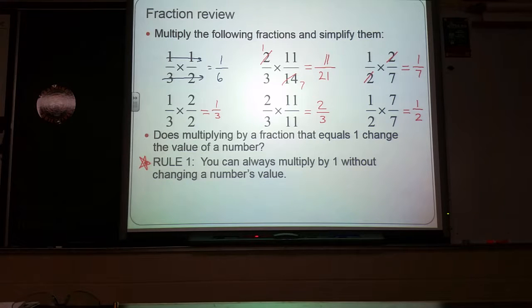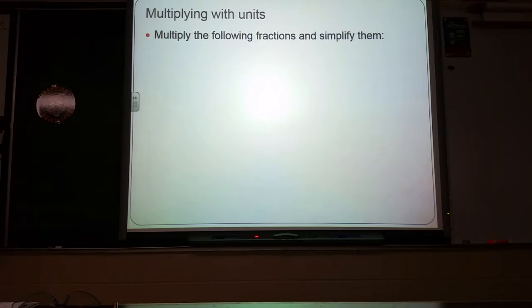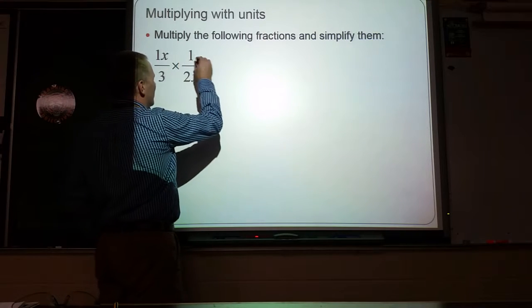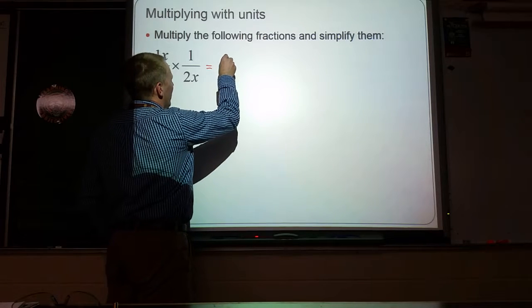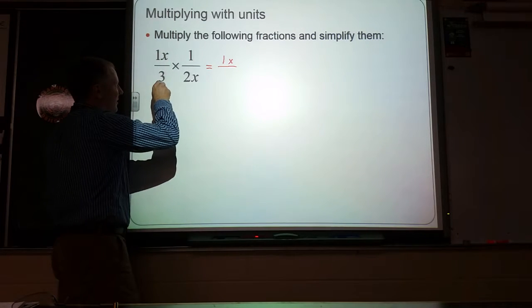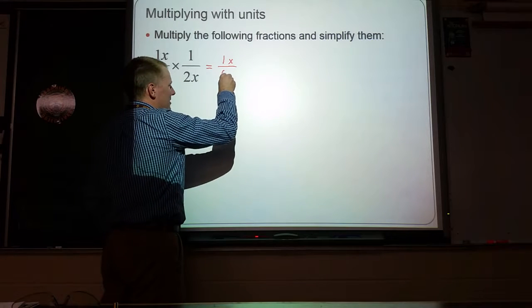Let's look at our next one. I'm going to have you multiply these out quick and then help me out. Is there anything you note right away about this one? What can we do to help us with this? If we multiply these across, we get 1x times 1, which would be 1x, over 3 times 2x, which would be 6x.